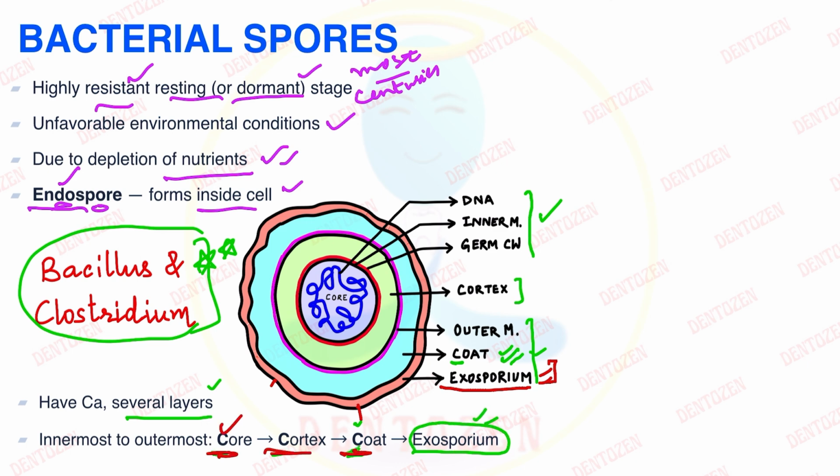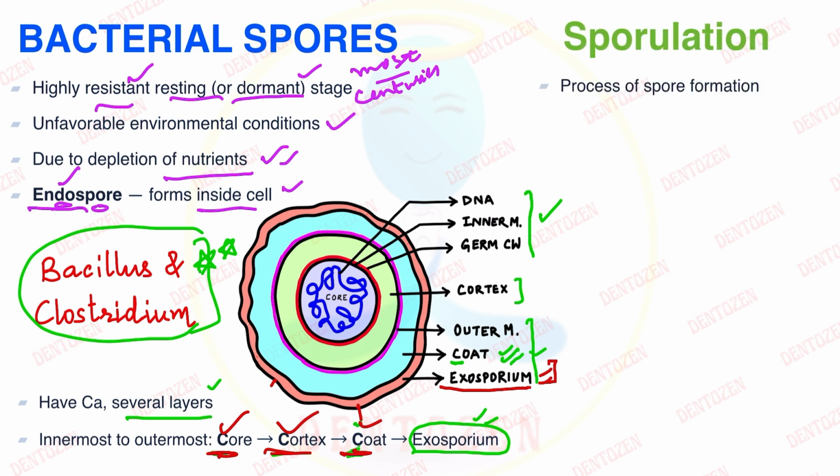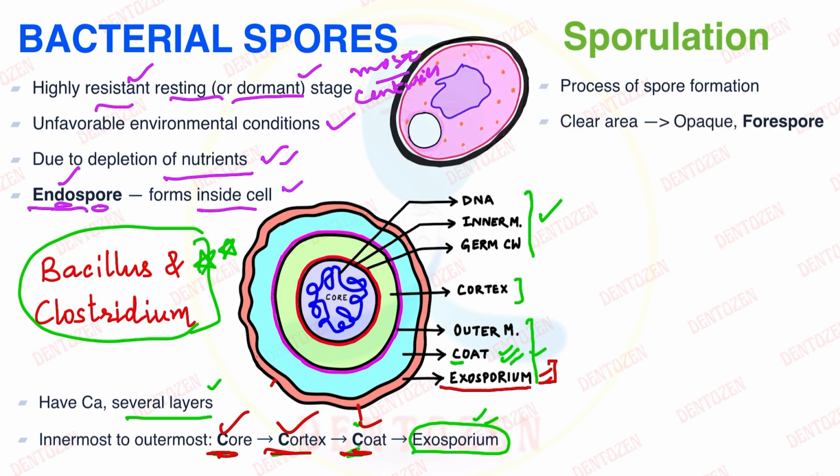Now, what is sporulation? It is the process of spore formation. But how does this spore formation start? First, it starts within the bacterial cell. Within the bacterial cell, at one area, at the terminal area, a clear area forms. As we can see here, a clear area starts forming. This clear area becomes opaque, and then it is called forespore. And then this forespore will develop these layers and will become a mature spore, as we can see here.